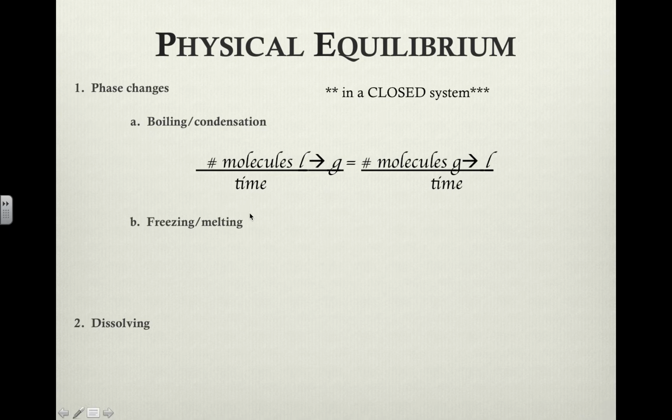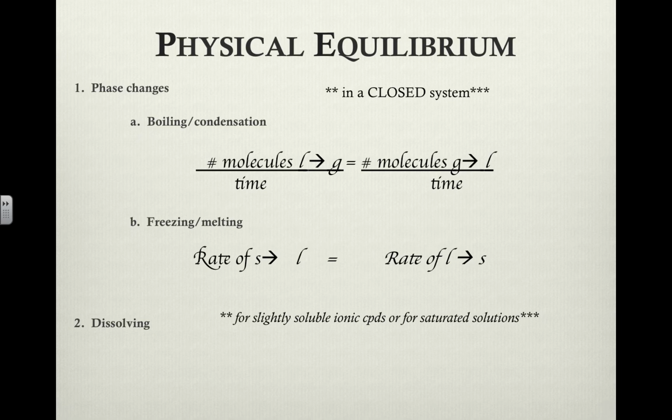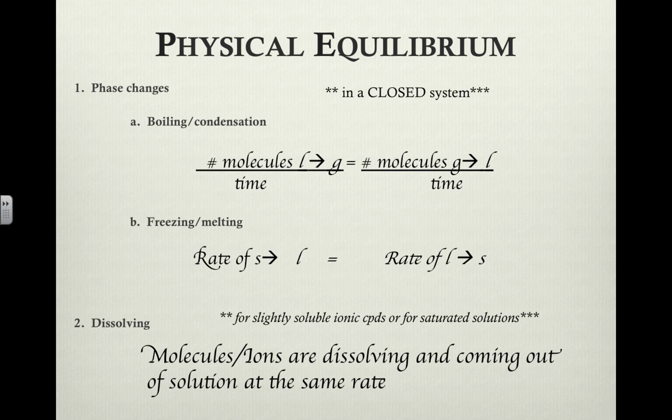Okay, freezing and melting. Well, you could say it in terms of molecules, or you could just say that the rate of melting, going from solid to liquid, is equal to the rate of liquid to solid, freezing. So again, you don't see any net change. But things are still happening. We just can't see it. Okay, in terms of dissolving, now this is for things that are just slightly soluble, or if you have a solution that's completely saturated and maybe there's a little bit of whatever compound sitting at the bottom of your beaker. But the molecules and ions are dissolving and coming out of solution, precipitating at the same rate. So these are all examples of physical equilibrium.